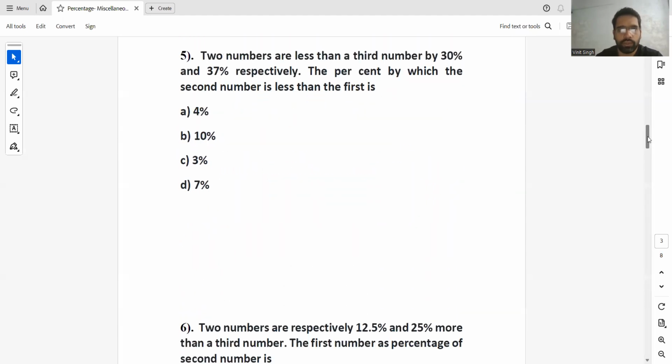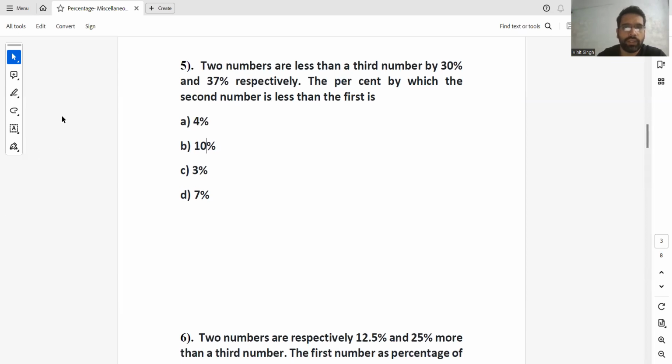Question number 5. Two numbers are less than a third number by 30% and 37% respectively. Find the percent by which the second number is less than the first number. So, we will assume that the third number will be 100.